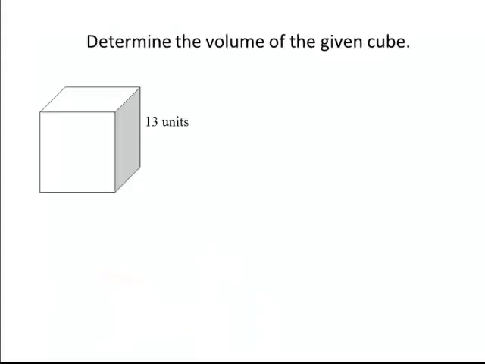Determine the volume of the given cube. Volume is the space within a figure, and for all rectangular solids, volume can be calculated using the formula volume equals length times width times height. For a cube, the length, the width, and the height are all the same. For this cube, they are all 13 units. To calculate volume, we calculate 13 times 13 times 13.